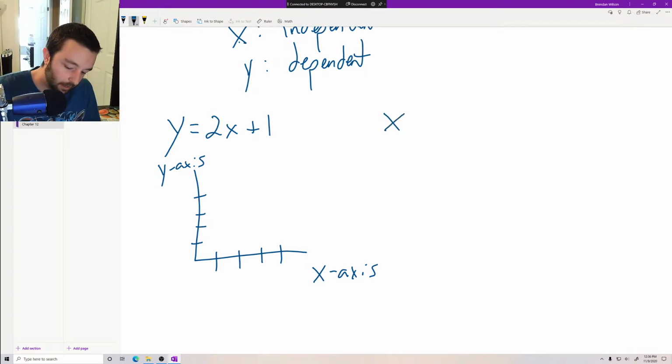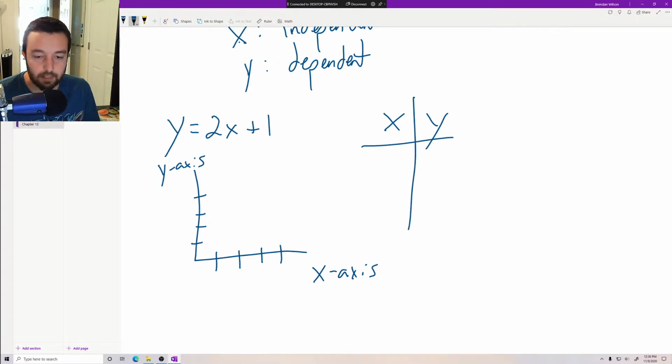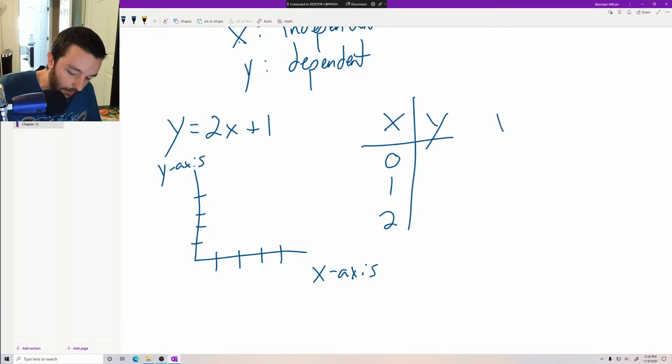Okay. So we can make a little chart over here, and we can say, okay, let's let x be 0, 1, 2, etc. Okay, you can pick the x's to be whatever you want because we don't have any data right now. And then we look at our equation and say, okay, if x is 0, then y is going to be 2 times 0 plus 1, which is 1.